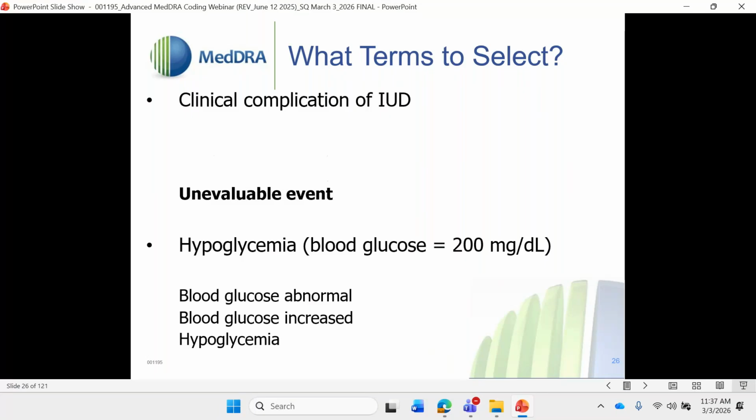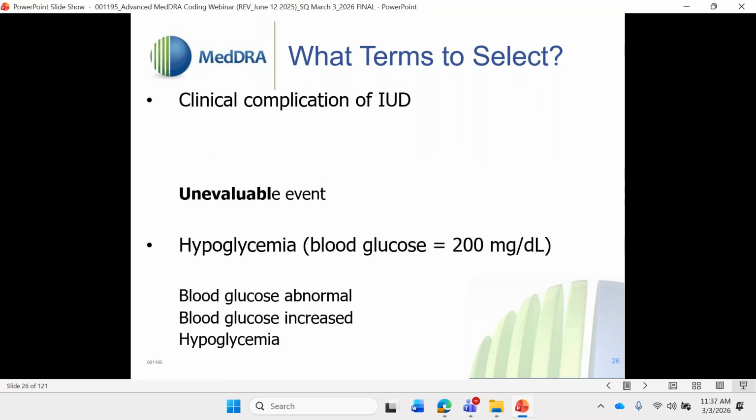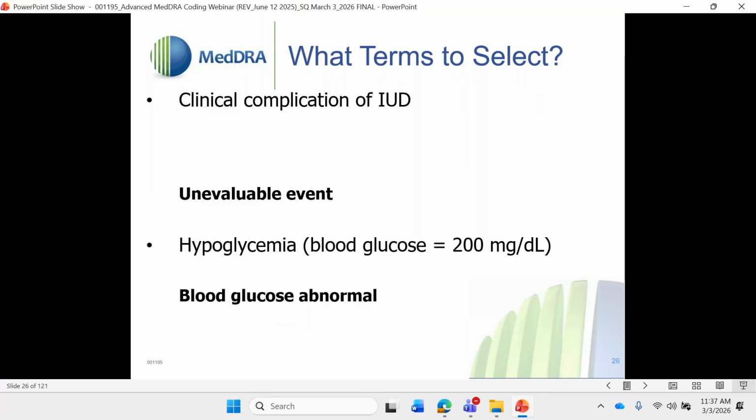And of course, for the first one, we do unevaluable event, just to show you that IUD could mean intrauterine death, or it could mean something related to a device, right? So if you don't have any clear information, like we showed in one of the previous slides, it's unevaluable event. And for this one, we choose the corresponding abnormal term.